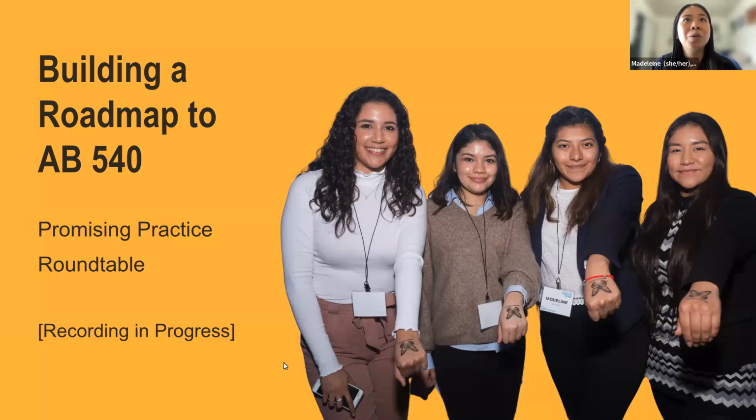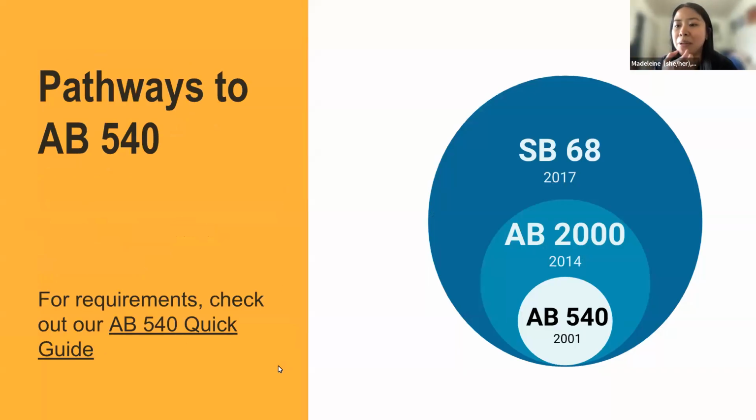Okay, so today we are talking about pathways to AB 540, right? I think as folks know, AB 540 has been slowly expanding ever since it was first implemented in 2001. Now more and more undocumented students can pull in from their different academic, attendance, and degree requirements in order to qualify for the policy.